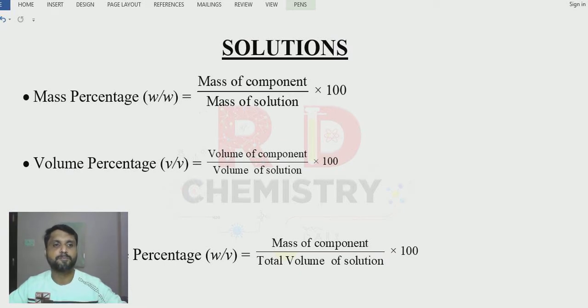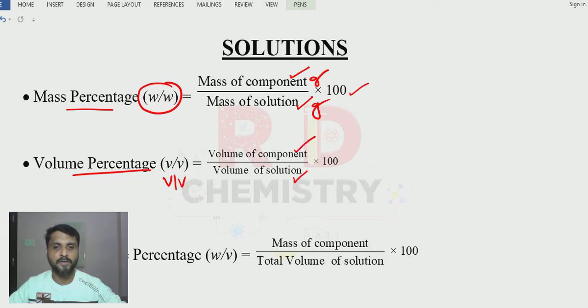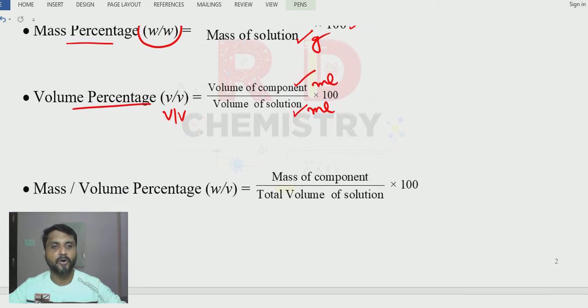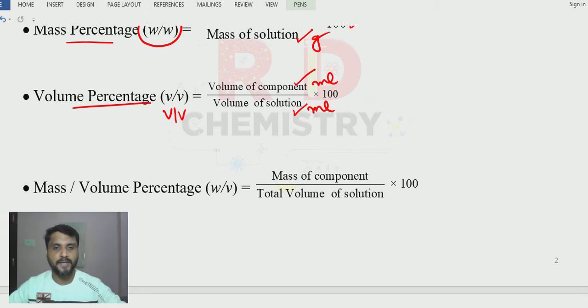Now to calculate mass percentage, which is called weight by weight (W/W): mass of the given component divided by mass of the solution into 100. Here in both cases I can take grams and grams, correct? Volume percentage is volume of the given component divided by volume of solution, both in mL, into 100. Similarly, we have mass by volume percentage (W/V), where mass of the component in grams is divided by volume of solution in mL, into 100.